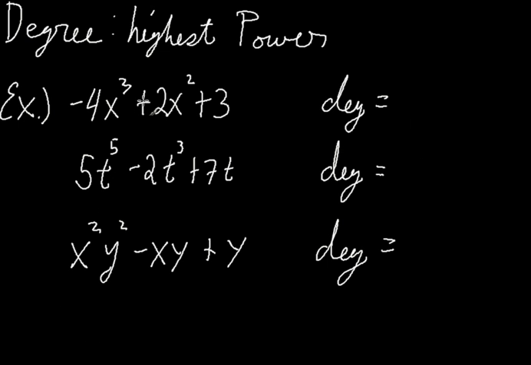Okay, now let's talk about degrees, and how you can determine the degree of, say, a trinomial like these. The degree is the highest power of the highest term. So what's the highest power? The powers I have are 3, 2, and technically 0, because there's no x here. So the highest power is 3. So the degree of this trinomial is 3.